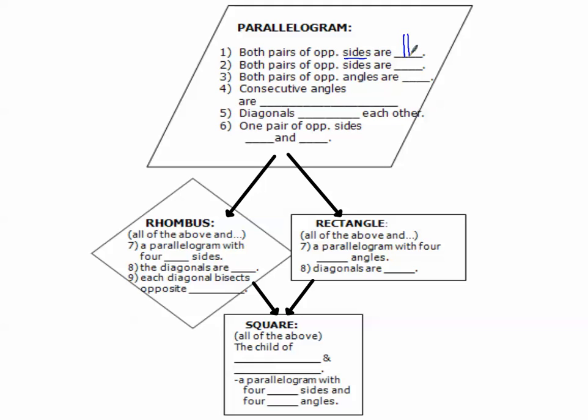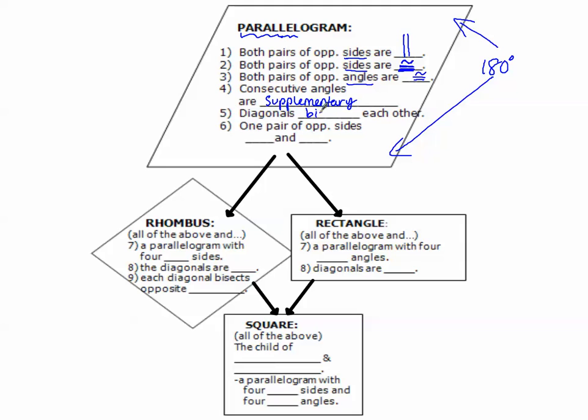A parallelogram is defined by the opposite sides being parallel, then we say that the opposite sides are congruent. Not that it matters which way we say it. I just like to put parallel first because that's what makes a parallelogram. The opposite angles are also congruent. The consecutive angles are supplementary. Remember, those are the two angles next to each other. This angle adds up to 180 degrees.